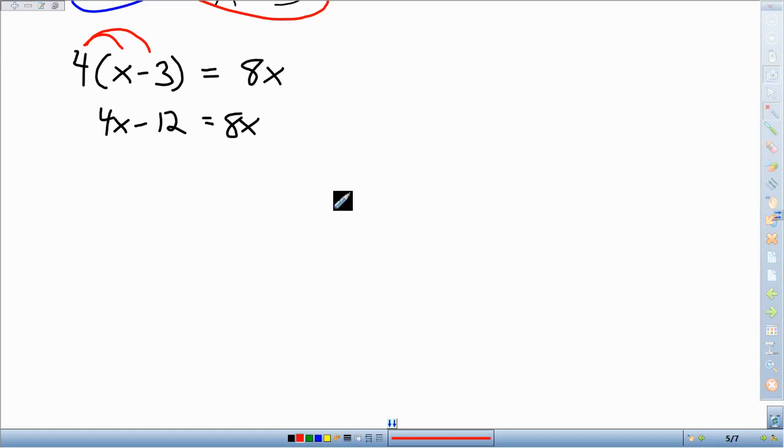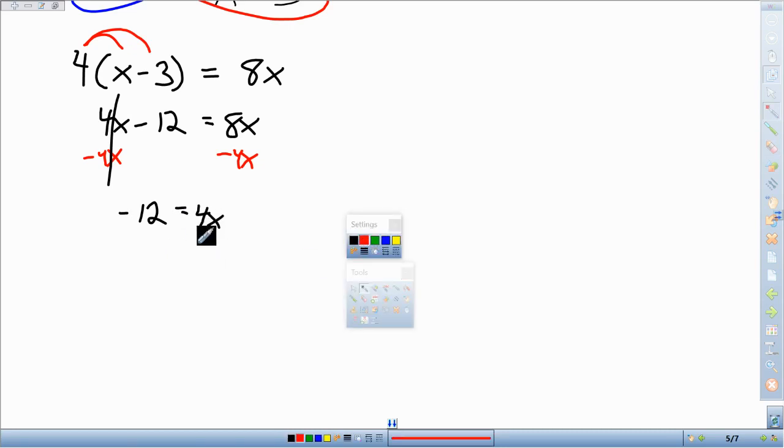Okay, now we can bring the variables to one side or the other. Remember, it doesn't matter which you choose. You'll get the same answer. I like positive numbers, and I notice if I take this 4x and subtract it over to the right side, I'm going to get a positive number there, and I like that. Okay, so I have my negative 12 on the left, positive 4x on the right.